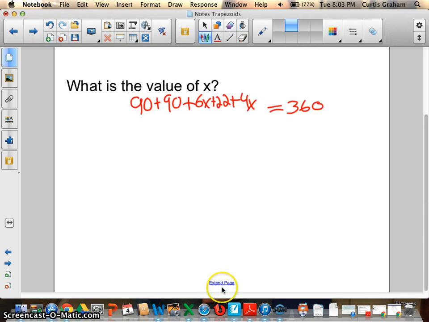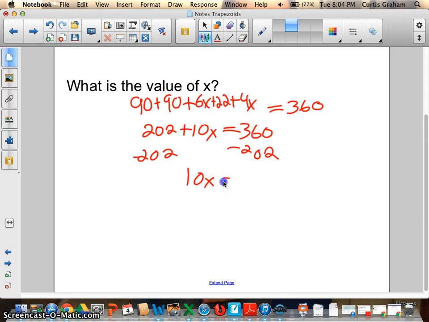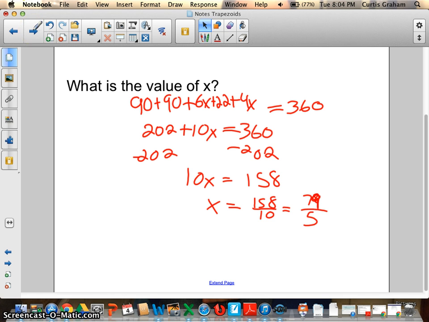Once I start working through that, 202 plus 10x equals 360. Subtract 202 from both sides. 10x is equal to 158. So x is equal to 158 over 10, or 79 over 5. 15.8 would probably be acceptable as well.